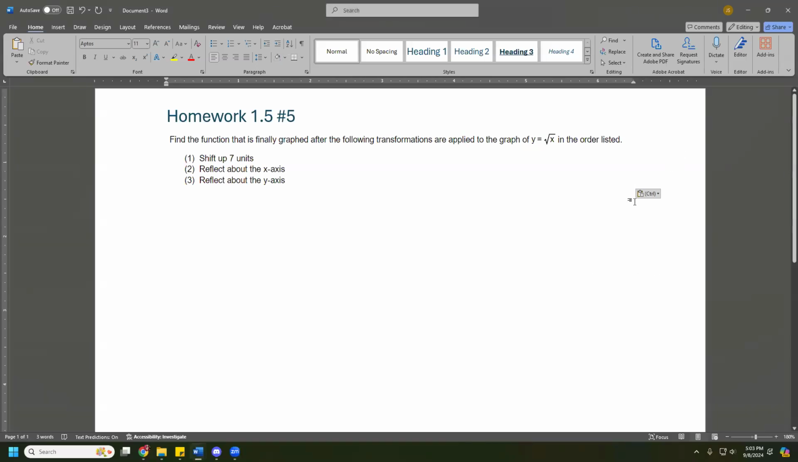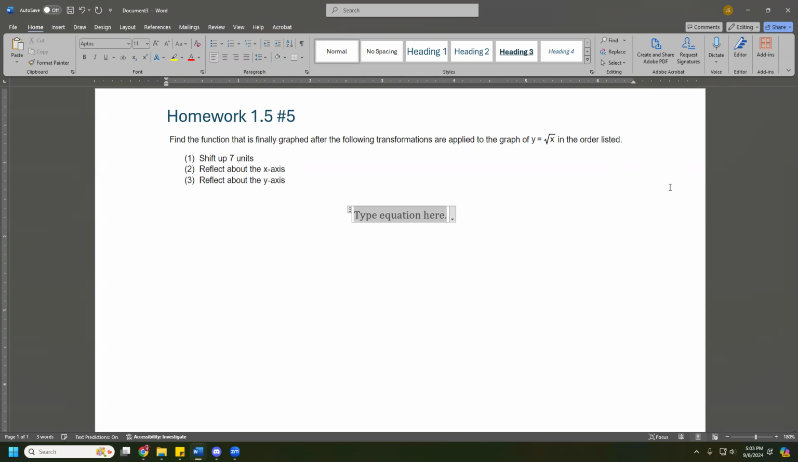Okay, this is how to take a look at homework 1.5, number 5. This one wants you to find a new graph of a function starting with this square root parent function. It wants you to first shift up 7 units, then reflect about the x-axis, and then reflect about the y-axis.